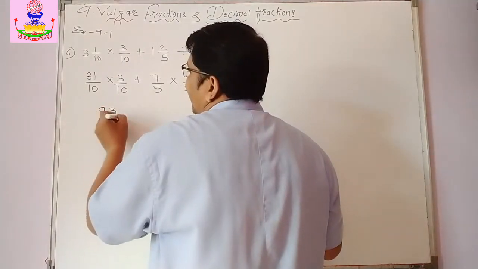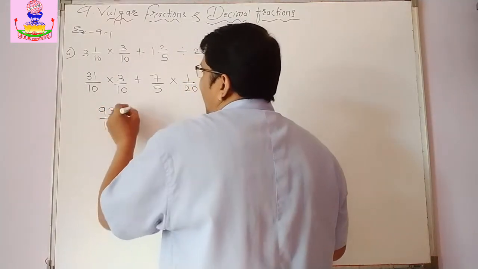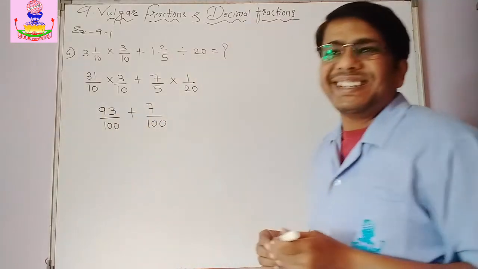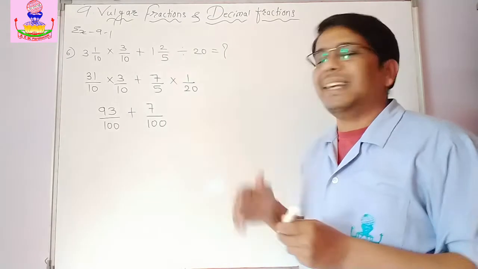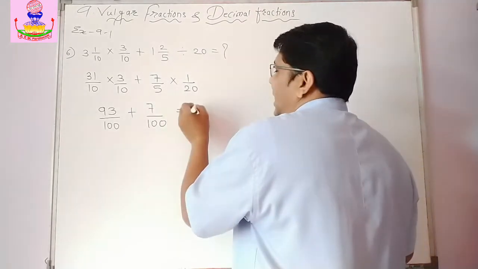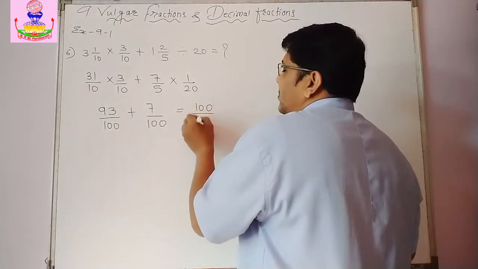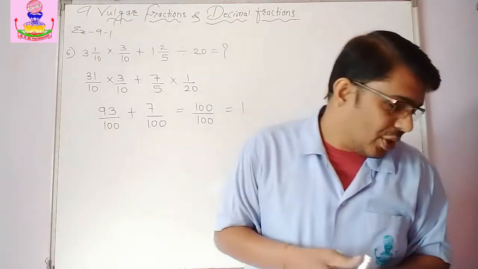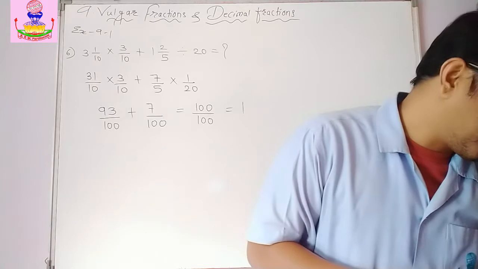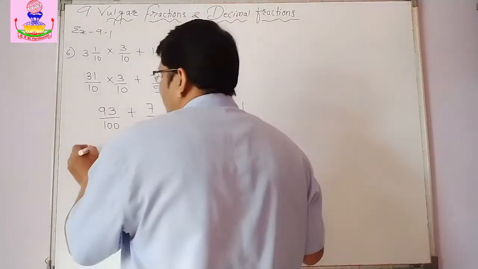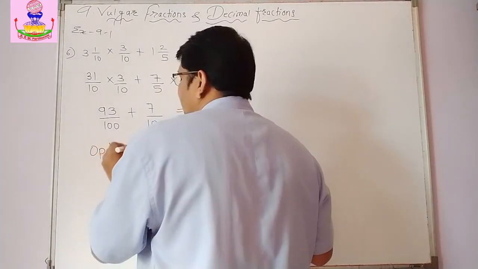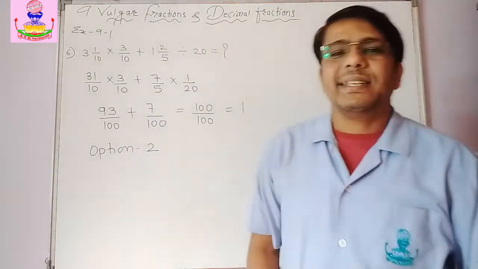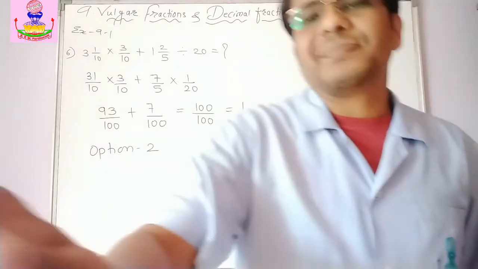31 3s are 93 upon 10 10 is 100 plus 7 on the 7, 25 is 100. Oh my God, denominators are same, so we can add the numerator. So 93 plus 7, 100. So 100 upon 100, that is equal to 1. Okay, so option number 2. Option 2 is the right answer. Okay, so let's move to the 7th example.